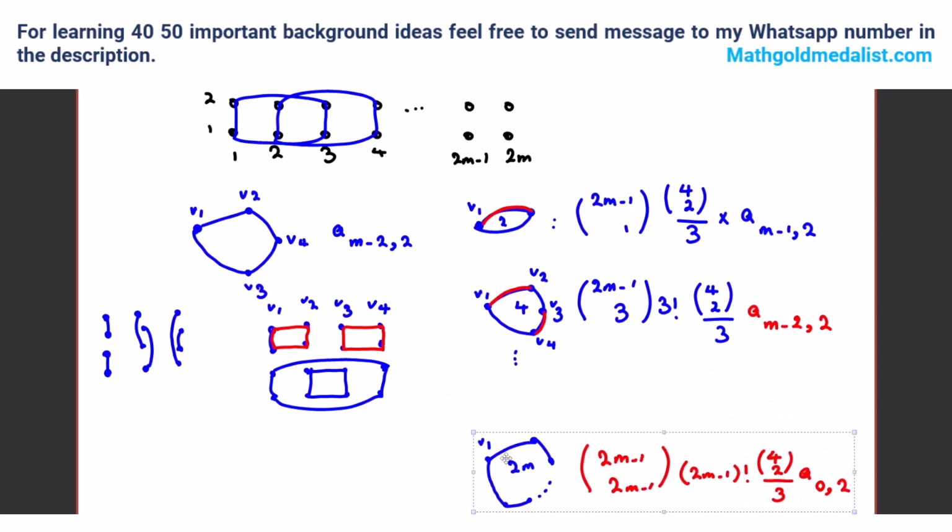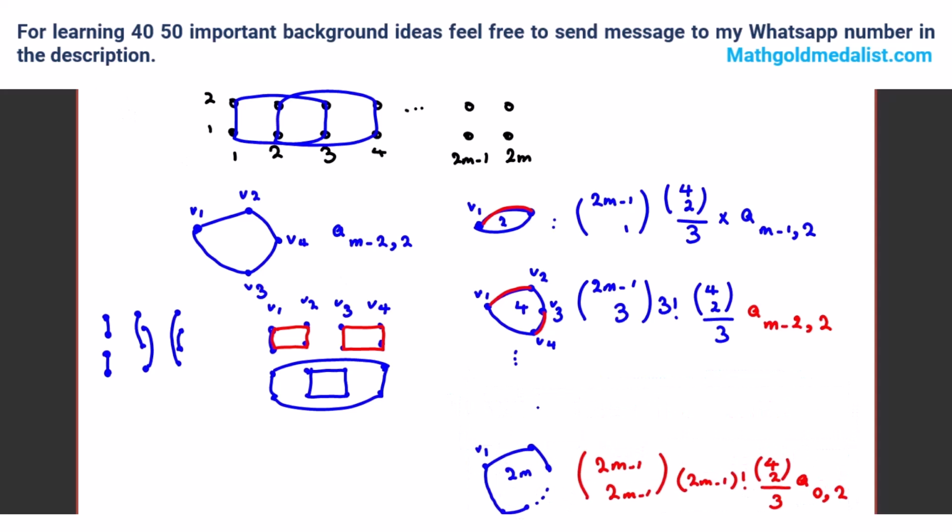And let me tell you in general, if the length is 2i, it will be what? v1 and the length is, for example, 2i. And we should consider alternating red, blue. Again, we can say 2m minus 1 choose 2i minus 1, times 2i minus 1 factorial, times 4 choose 2 over 3. And a(m minus i, 2), because we have 2m columns. 2i columns are removed. So 2m minus 2i columns are left. So a(m minus i, 2).